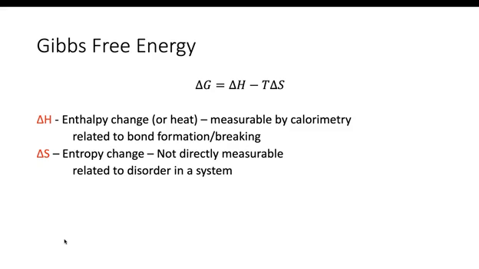Delta S is the entropy change. Now, entropy change is not directly measurable. There's no such thing as an entropy meter. And it's sometimes referred to as related to the disorder in a system. Basically, you have higher entropy the more ways you can set up some system. The fewer ways you can arrange a system, the lower the entropy is. It's a little bit more esoteric concept than delta H, a little harder to discuss and relate to actual molecular properties, but it's there. And then we have temperature, which is in Kelvin, because Kelvin's the only scale that has 0 in the right place.